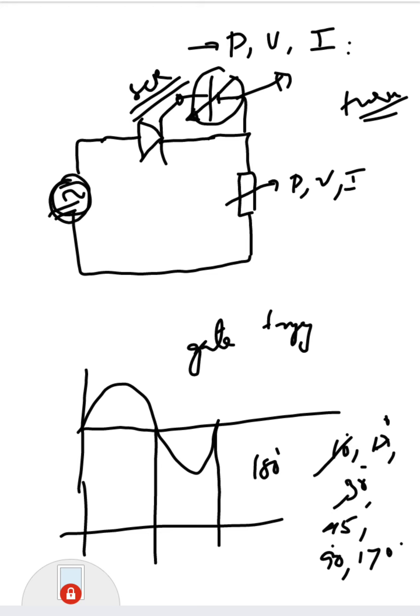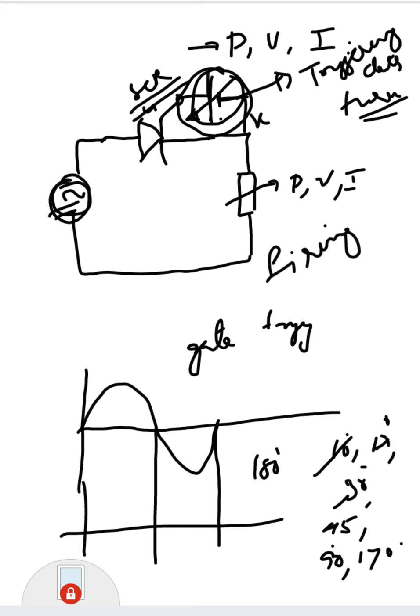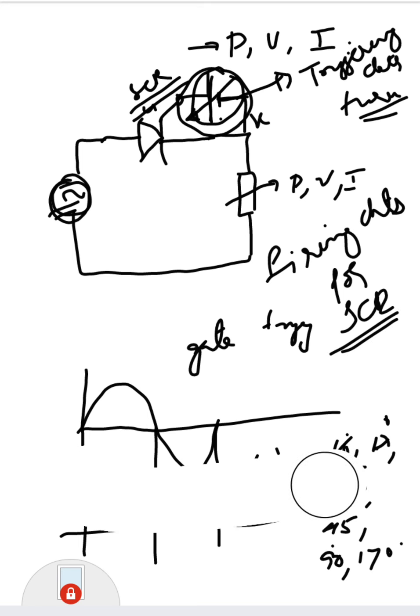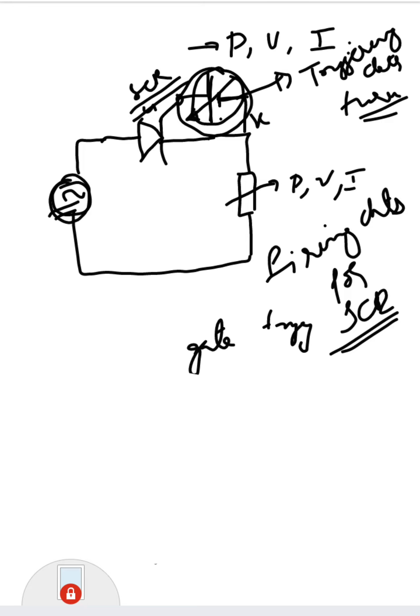So instead of connecting a direct voltage source here, we will design some circuits between this gate and cathode to trigger SCR at desired angles. Such types of circuits are generally known as the triggering circuits, gate triggering circuits, or firing circuits for SCR. In your syllabus there are three types of firing circuits given. The first one is called the resistance triggering circuit, or R triggering. Second one is resistance capacitance triggering circuit, RC, or you can trigger the SCR using UJT.